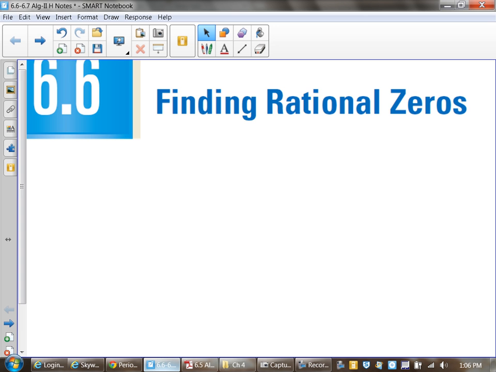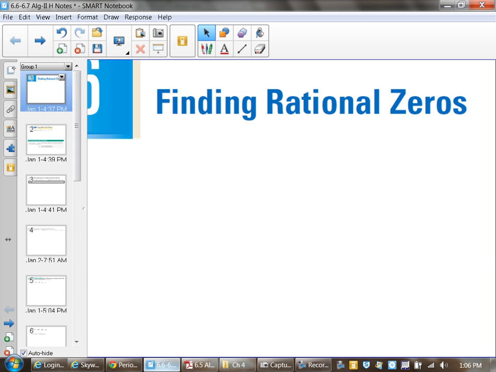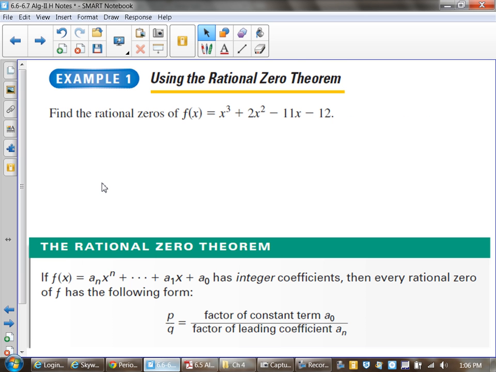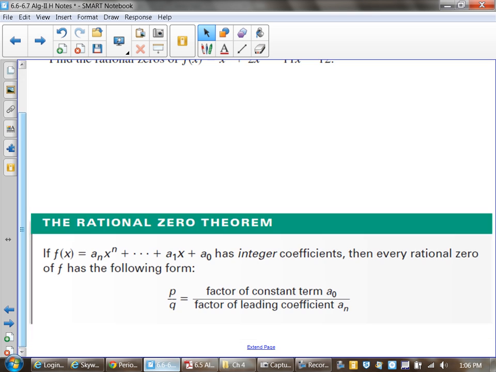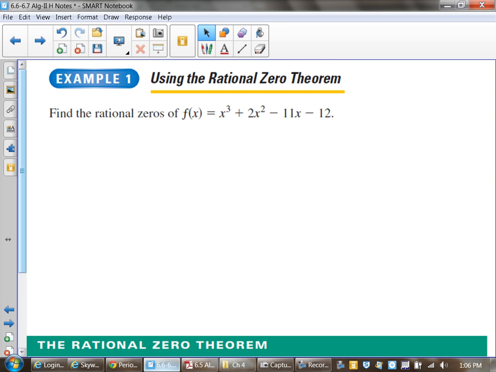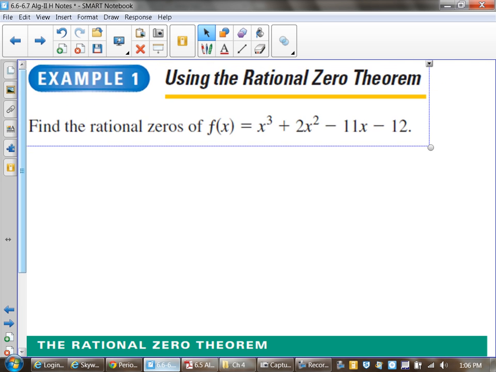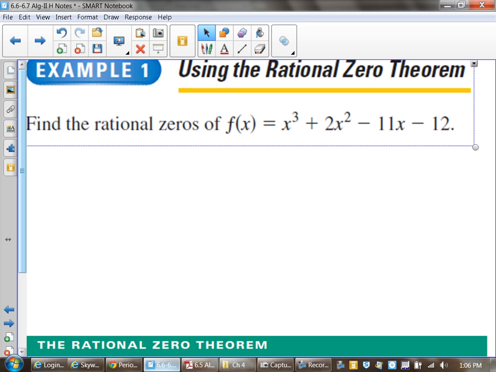For example, if I wanted to find possible zeros, I'm going to find all the possible zeros of, oops, let's move this out of the way for right now. I want to find all the rational zeros of the following function. I have x cubed plus 2x squared minus 11x minus 12. And if I'm going to find all of my zeros, that means I have to factor it all the way out to get my zeros.